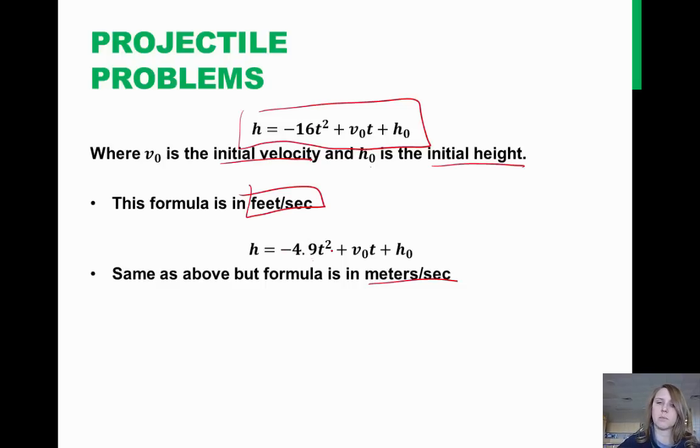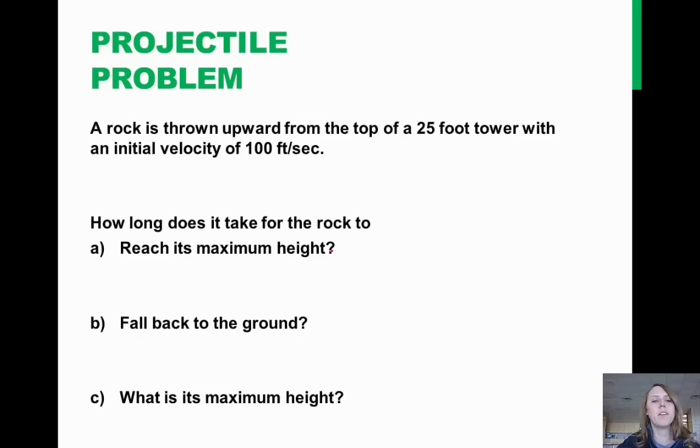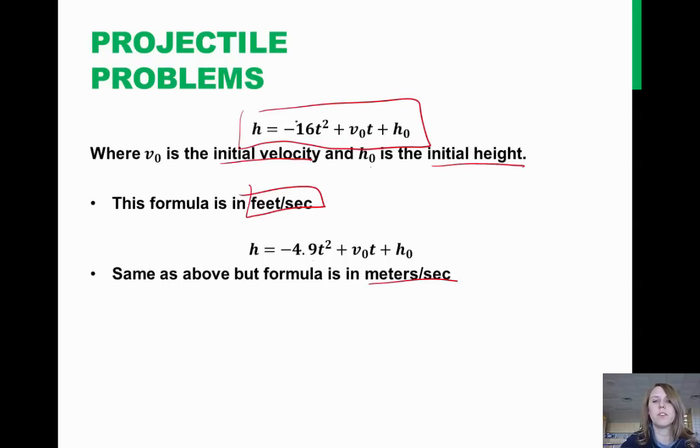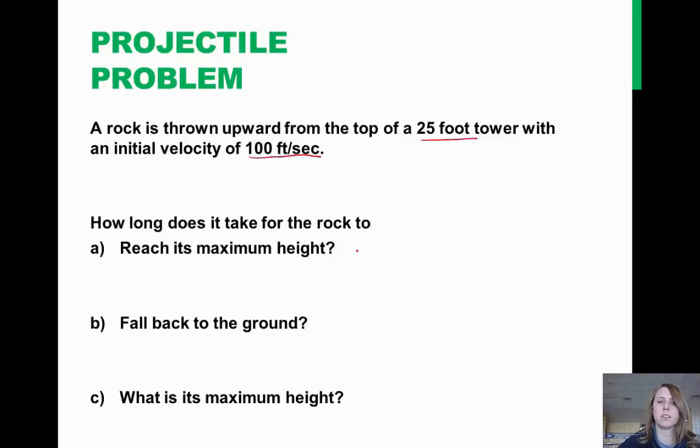So let's look at an example. A rock is thrown upward from the top of a 25-foot tower with an initial velocity of 100 feet per second. We're dealing with feet and seconds, so we are going to use the very first equation. If it were meters, we'd use the second one. So let's write that out. We have h equals -16t squared plus v sub naught t plus h sub naught.